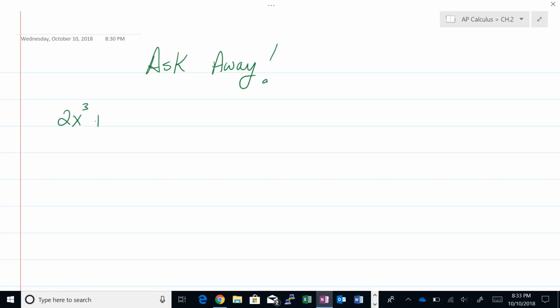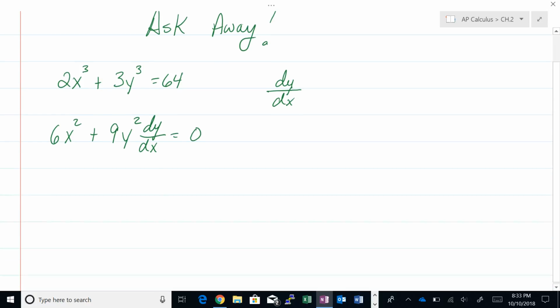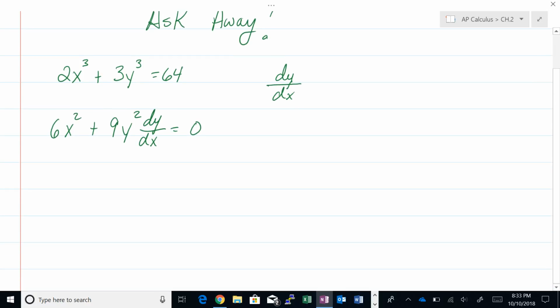2x cubed plus 3y cubed equals 64. And I need to find dy/dx. Okay, so I'm going to differentiate down the line. The derivative of this is 6x squared dx/dx, so I leave that off, plus this is 9y squared dy/dx, and the derivative of 64 is 0. Now you want to collect your dy/dx and move everything else to the other side.